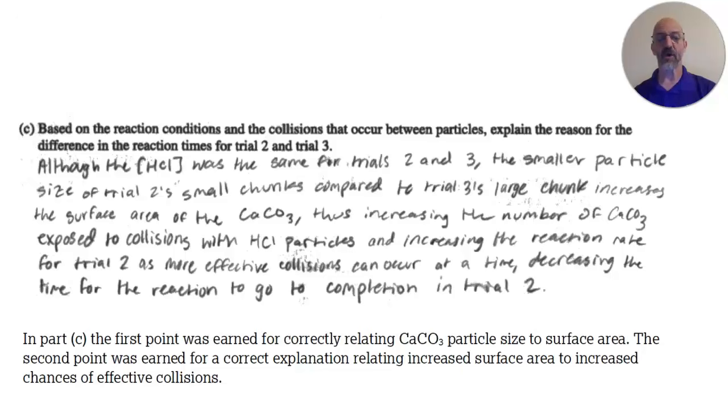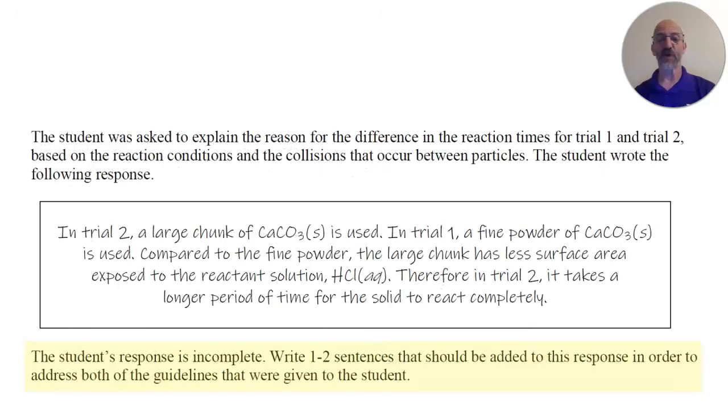So in part C, the first point was earned for correctly relating the calcium carbonate particle size to surface area, and the second point was earned for a correct explanation relating increased surface area to increased chances of effective collisions. So hopefully you can see why I was inspired to write my version of this question for this episode of AP Chemistry Review and Practice. I was inspired by a common mistake that was made on the 2023 AP Chemistry exam that was relevant to topic 5.1. So now back to this question.